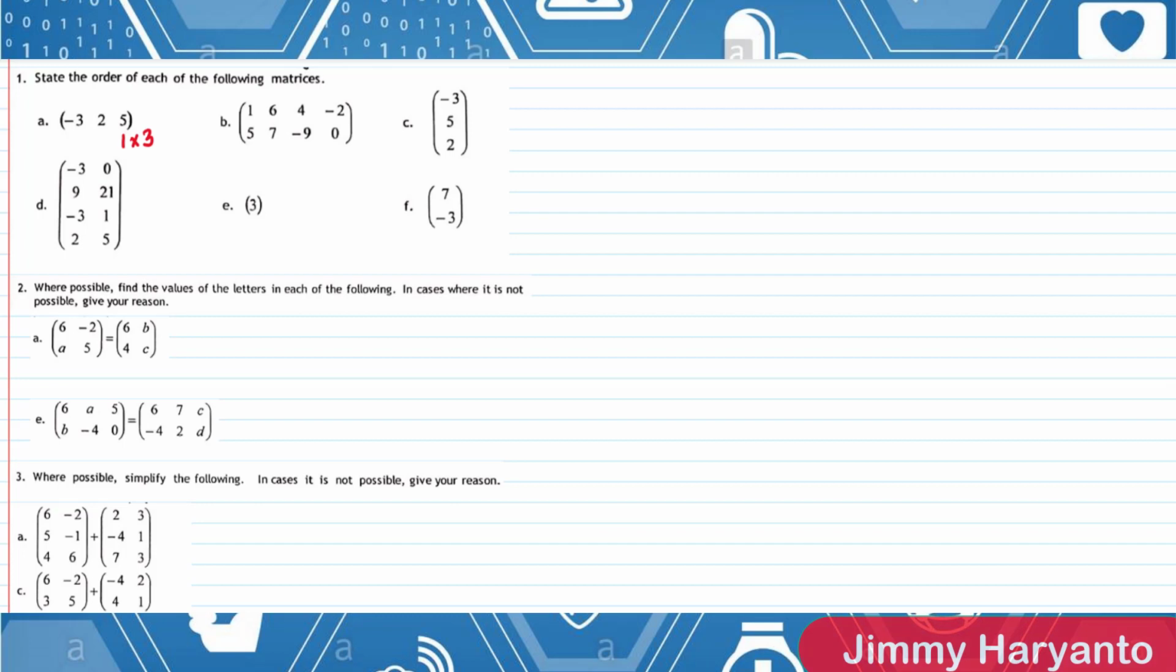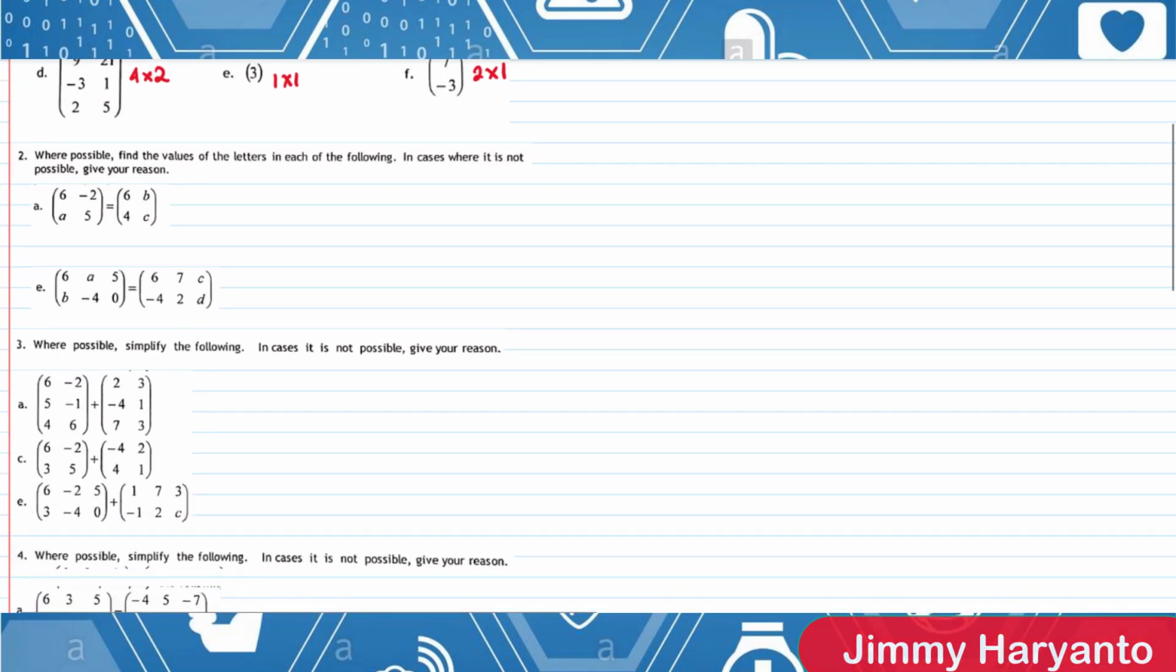How about B? For B, we have 2 rows, the first row and the second row, and 4 columns, so we say that the order is 2 times 4. The third one is 3 rows times 1 column, the fourth one is 4 rows times 2 columns, and E is 1 times 1. How about F? 2 rows times 1 column, so 2 times 1. So this is for number 1.